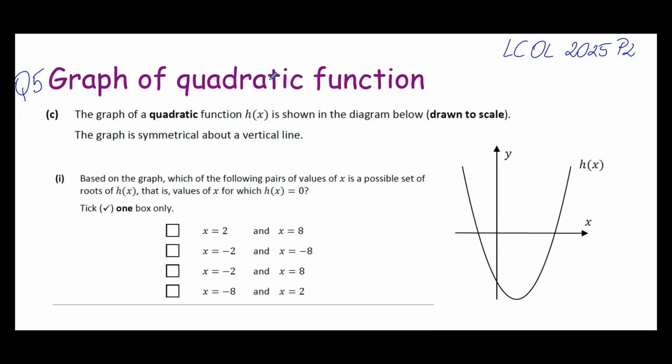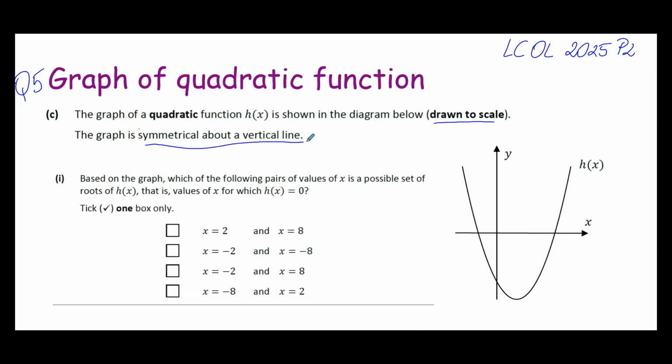So we are looking at a quadratic function, and in this particular question, actually at the graph itself. Let's see. The graph of quadratic function h of x is shown in the diagram below, drawn to scale. Now that's important. That's the reason why it is in bold. The graph is symmetrical about a vertical line.